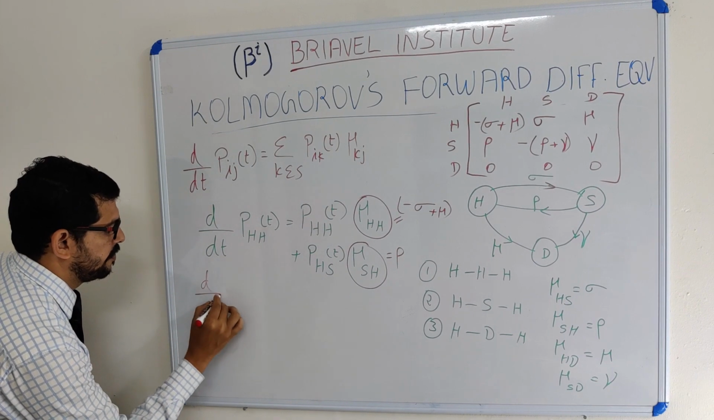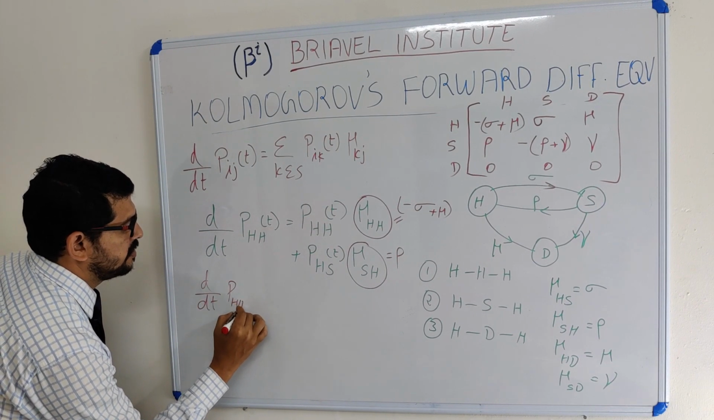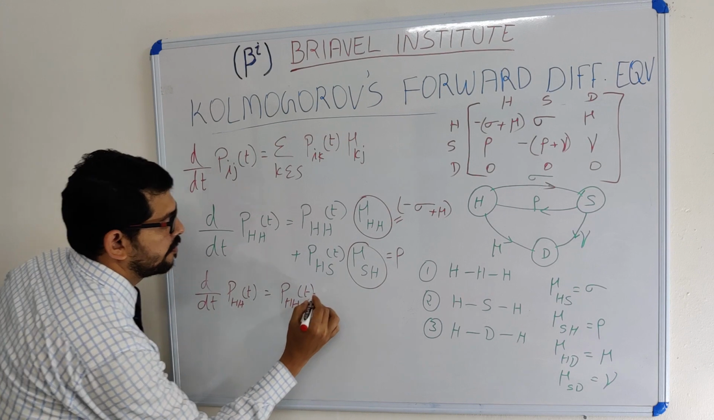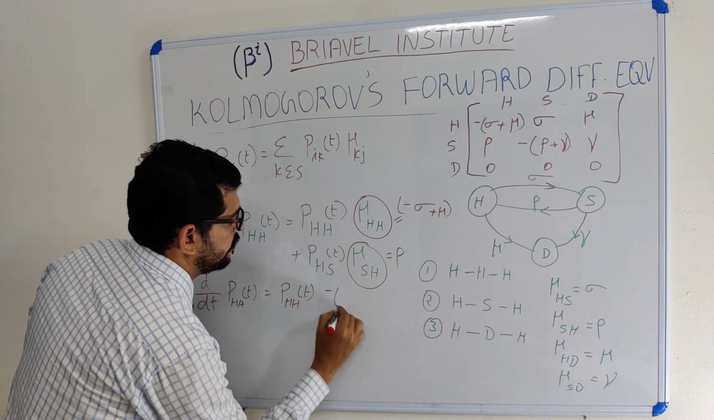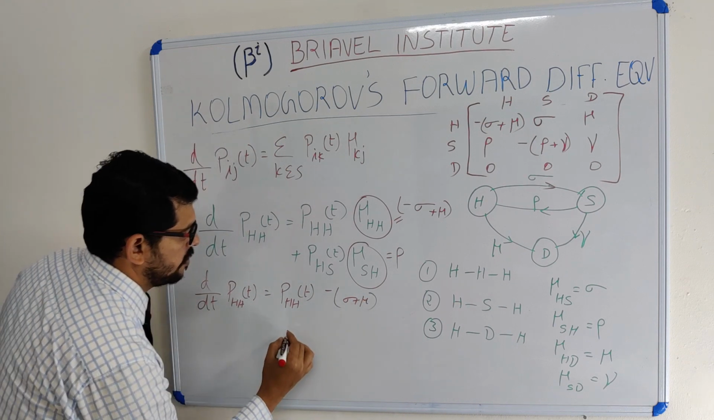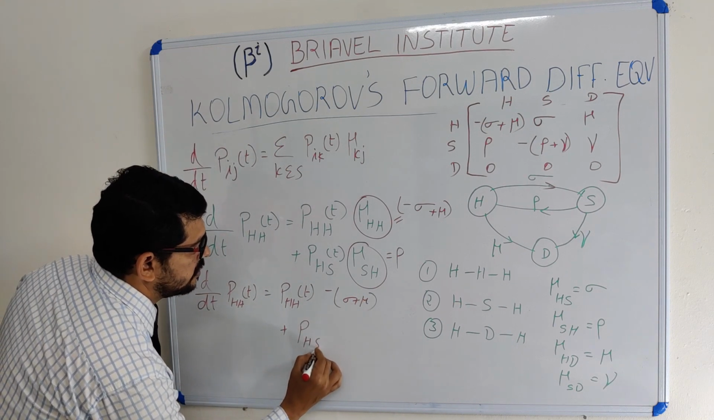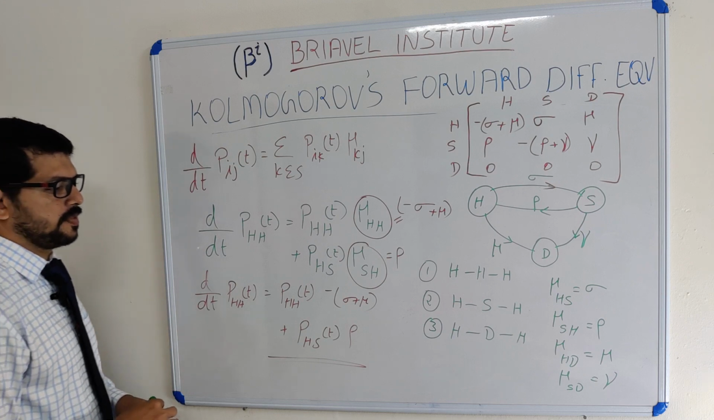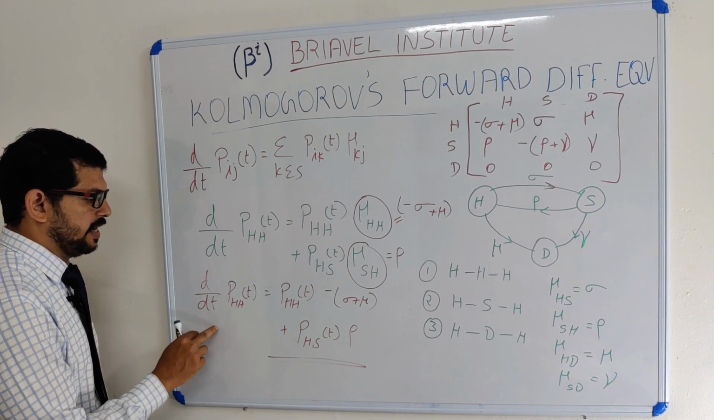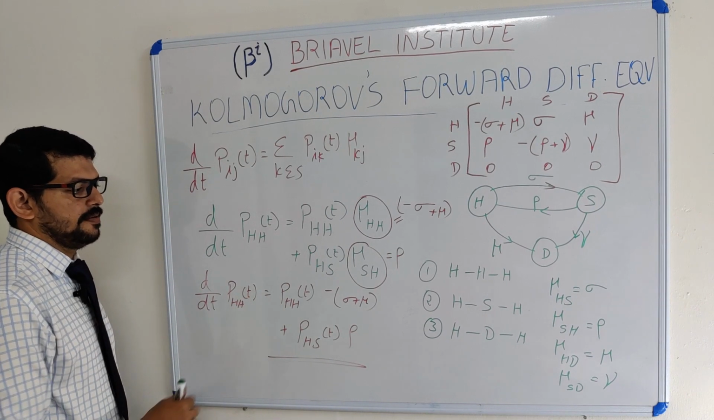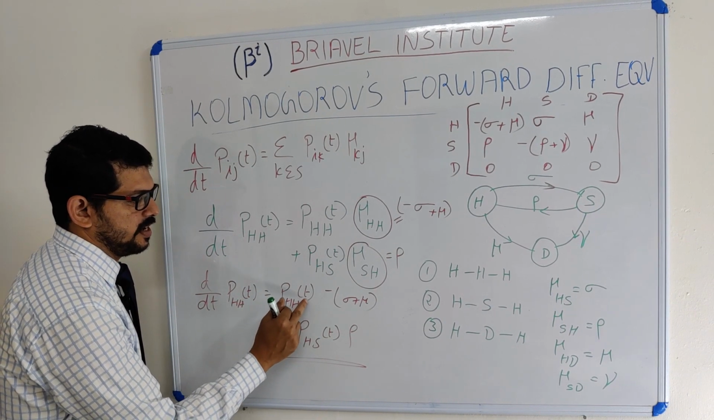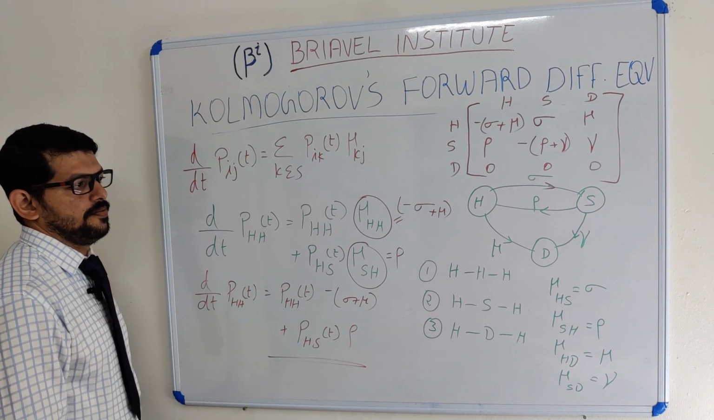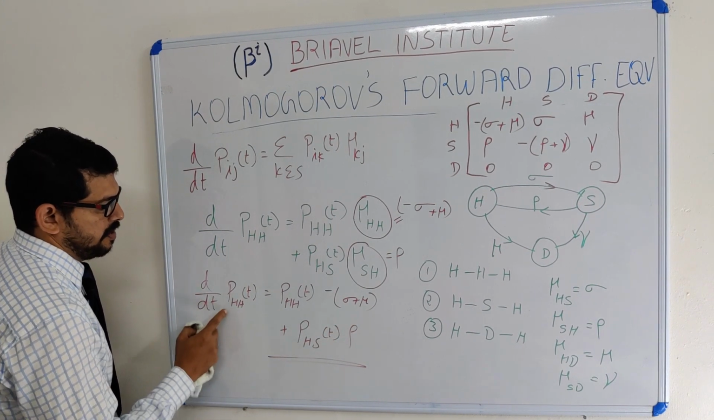So we are writing d by dt of P of HH(t) is equal to P of HH(t) into minus of sigma plus mu, plus P of HS(t) into rho. This is our equation of d by dt of the probability of H to H at time t. So this is our equation for P of HH(t).